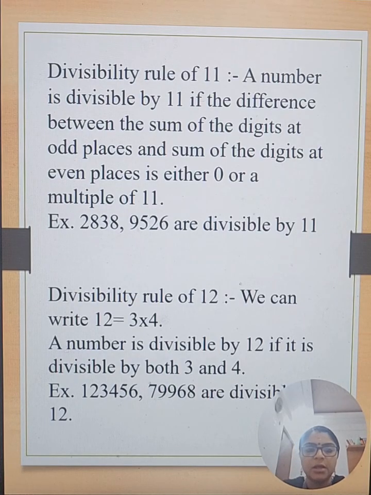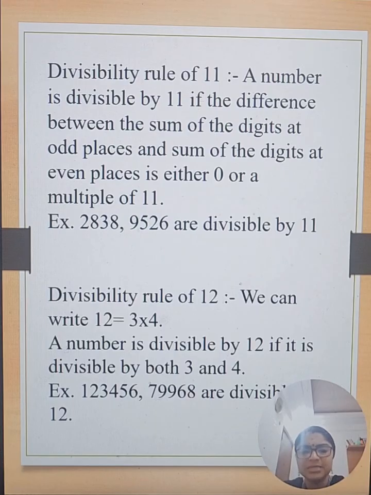Then we are going to see the divisibility rule of 12. We have already seen 6, and 6 is written as 2 into 3. Like this, 12 can be written as 3 into 4. So if any number is given to you, and it is divisible by the factors, then we can conclude it is divisible by 6 or 12. So for 12, you have to check that the given number is divisible by both 3 and 4. Both numbers should be divisible. That is the thing you have to remember.